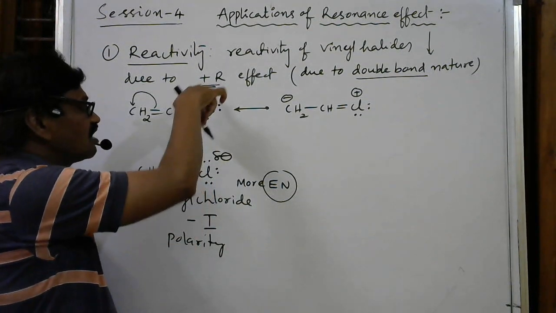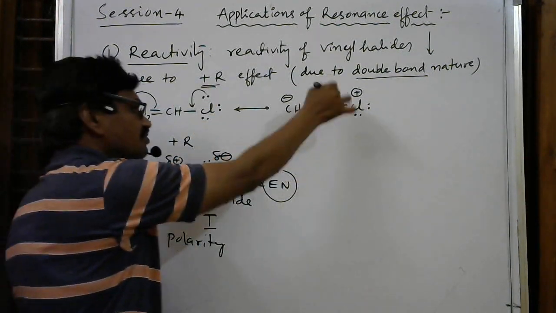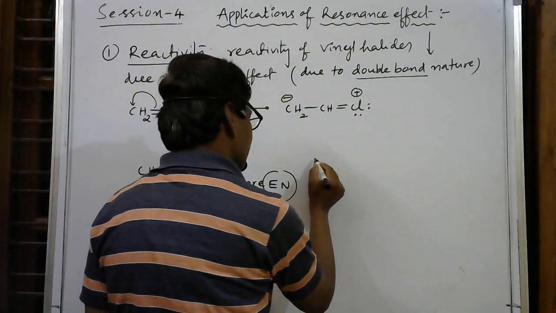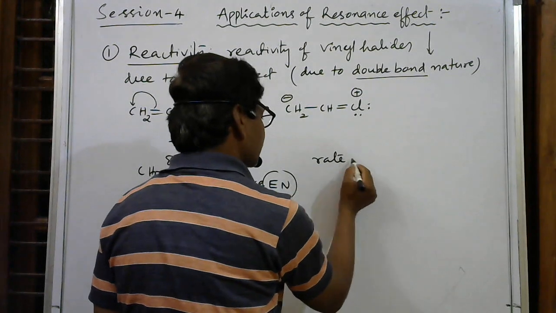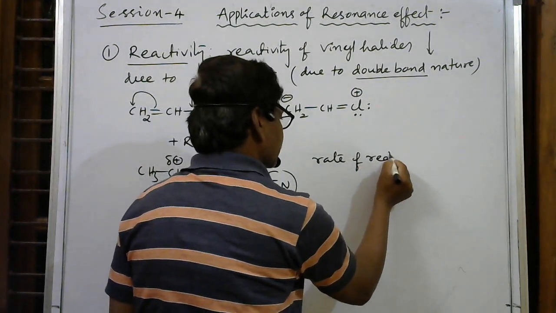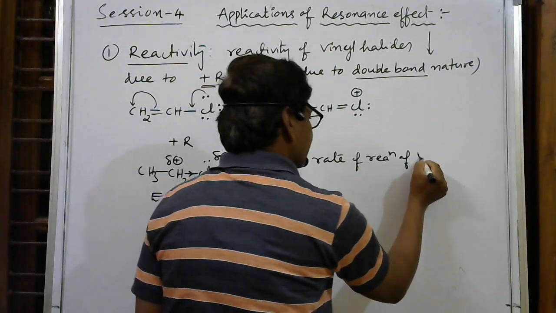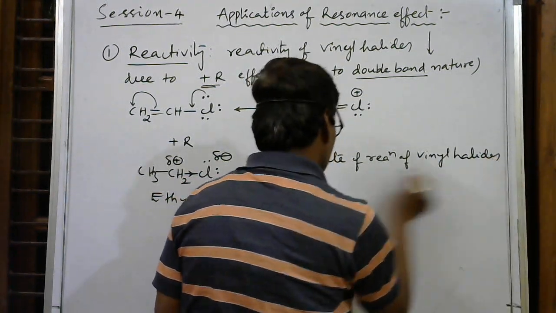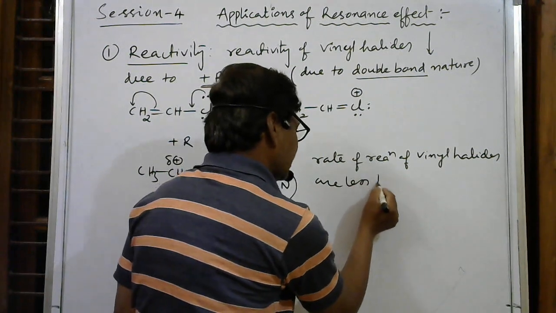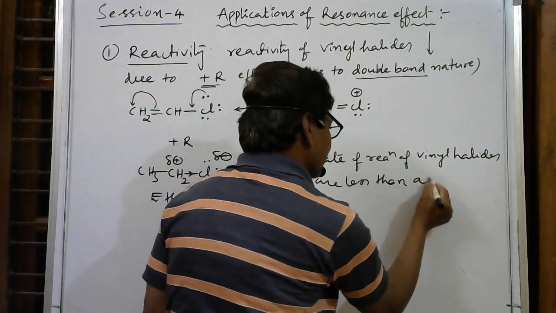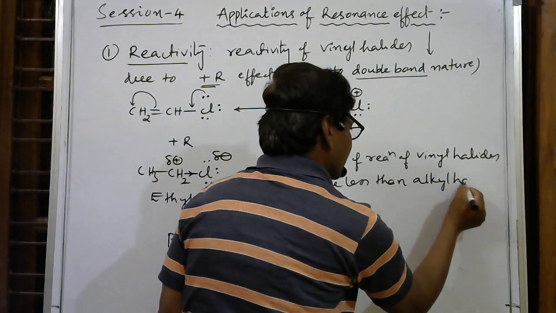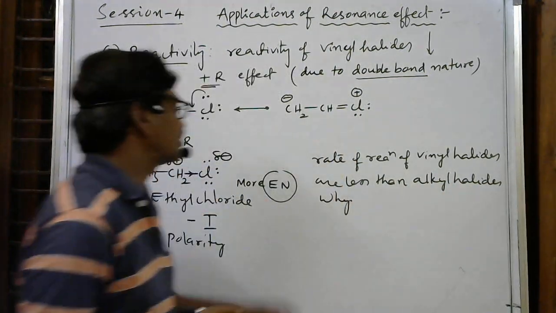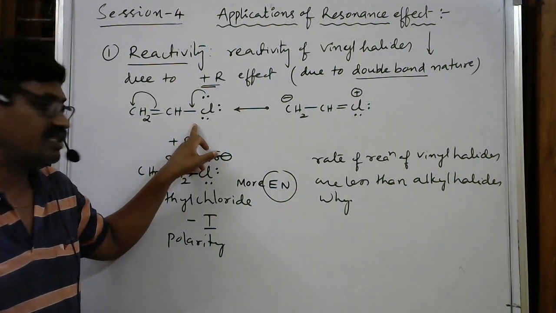Same as due to plus R effect, here also polarity is created, but because of this double bond, the rate of reactions decreases. So the question may be like this: the rate of reactions of vinyl halides is less than alkyl halides. Why? This is the question. The answer is, for vinyl halides there is a plus R effect.